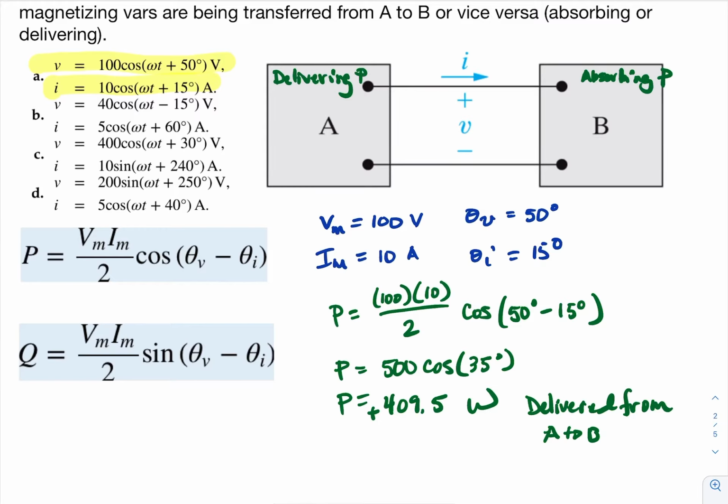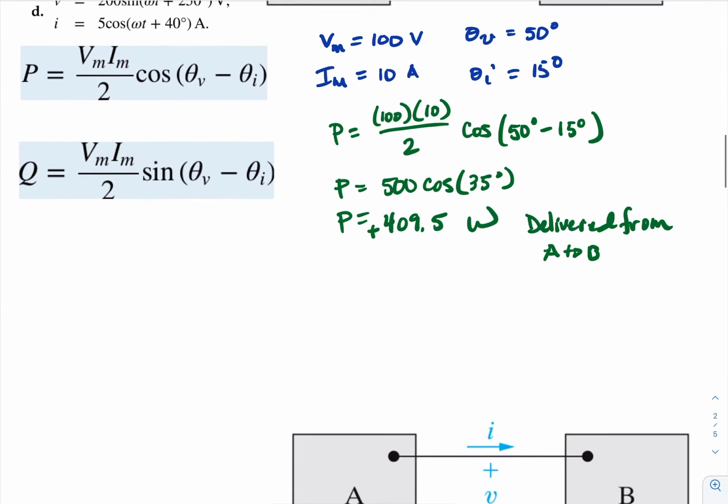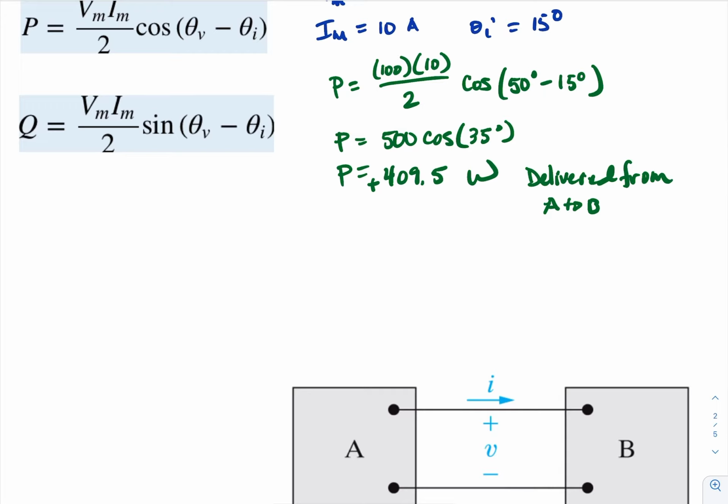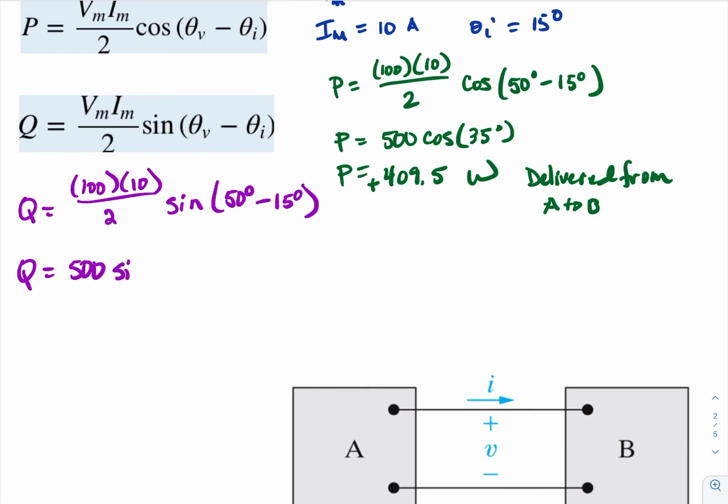Okay, now let's take a look at reactive power. Again, we use our maximum magnitude voltage, which is 100, current is 10, divided by 2, and in this case it's sine of theta sub V, which is 50 degrees, minus theta sub I, which is 15 degrees, and Q is equal to 500 sine 35 degrees, and Q is equal to a positive 286.79 var.